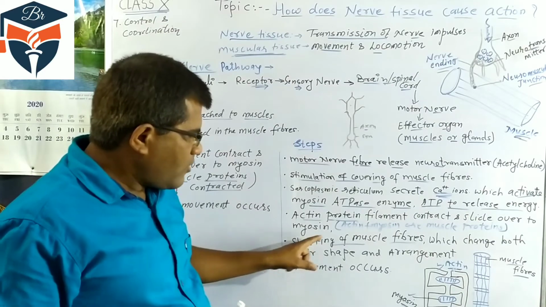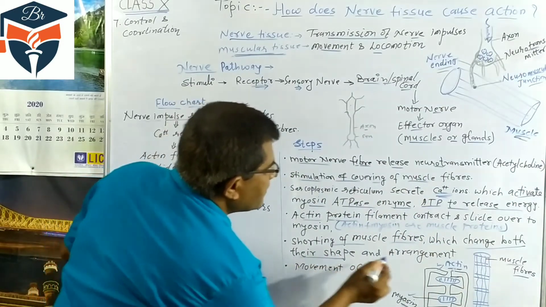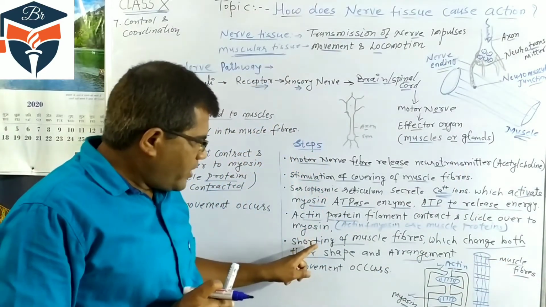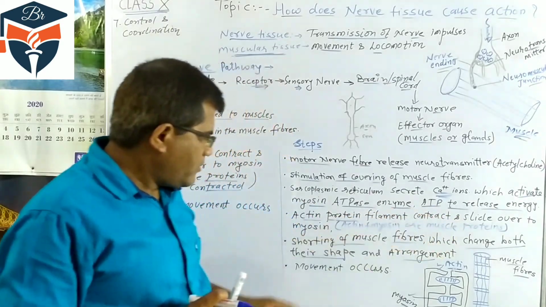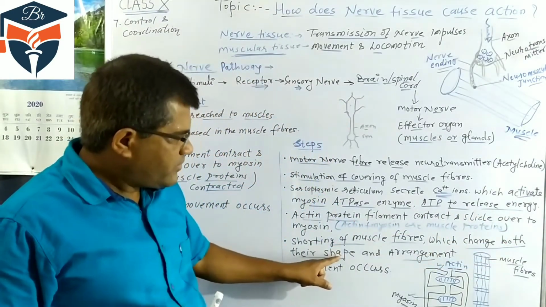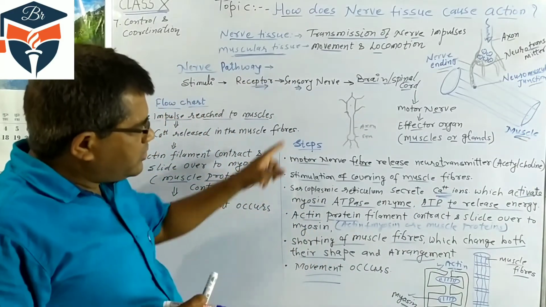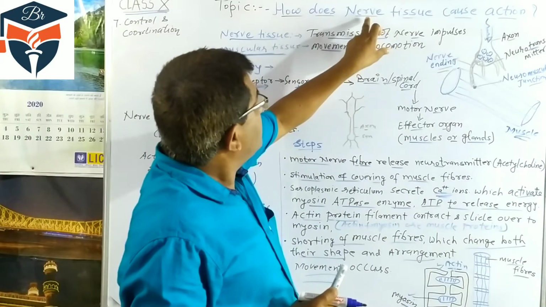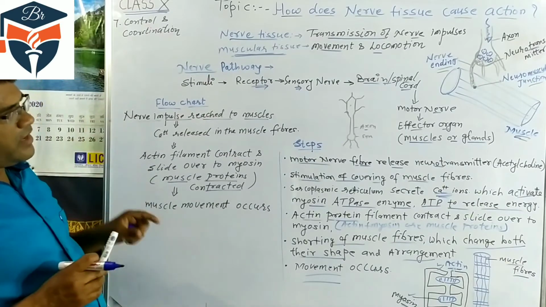When contraction takes place, the muscle fiber becomes short, and it brings changes in both the shape and the arrangement of the muscle fiber. So when the muscle fibers, especially the actin protein, contract and slide over the myosin, the muscle fiber gets shortened, and this is the main cause of the change in shape and arrangement of the muscle fiber, which leads to the movement. So these are the steps of nerve tissue action.